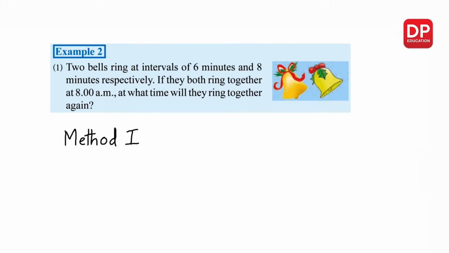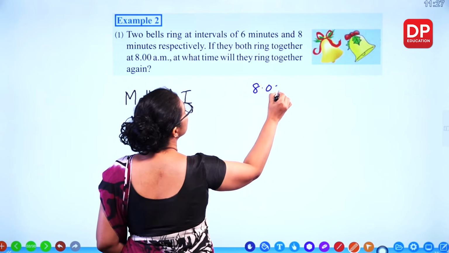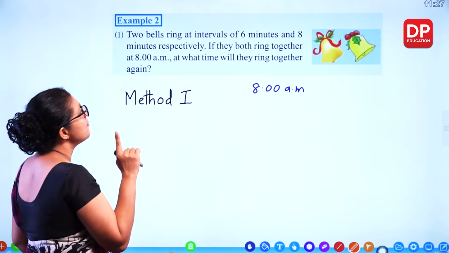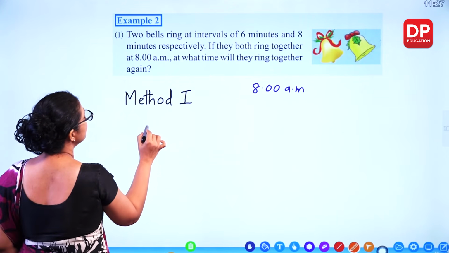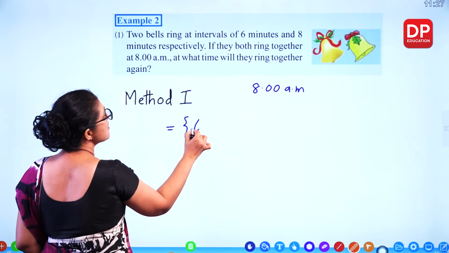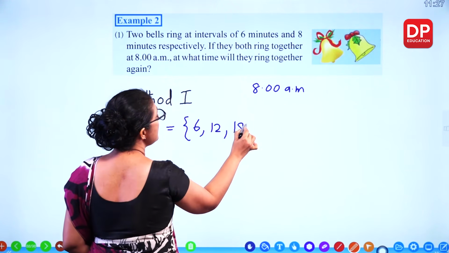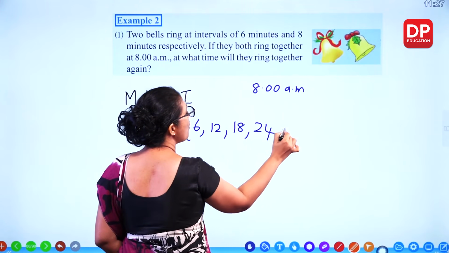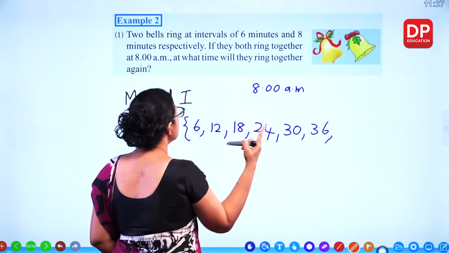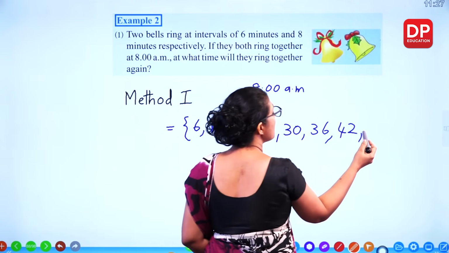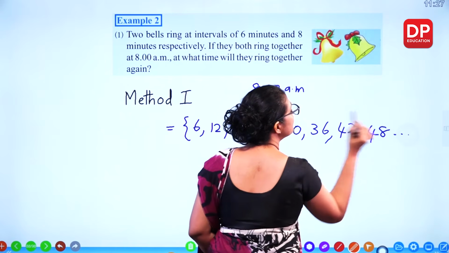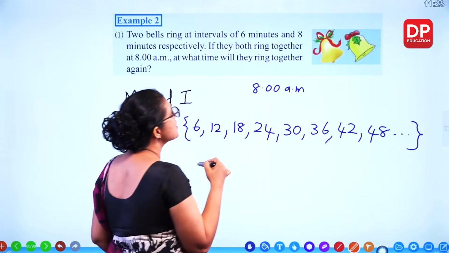Example number 2. 2 bells ring at interval of 6 minutes and 8 minutes respectively. If they both ring together at 8 a.m., what time they will ring together again? So we'll take all multiples of 6 first. 6, 12, 18, 24, 30, 36, 6 times 7, 42. What else? 6 times 8, 48, like that. Those are multiples of 6.